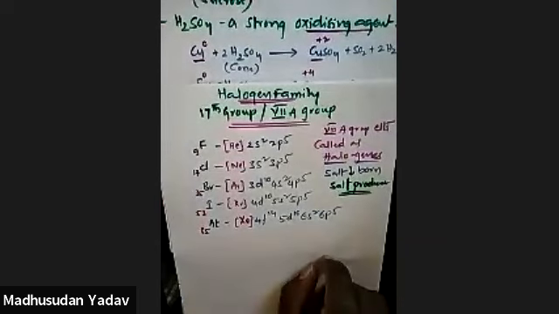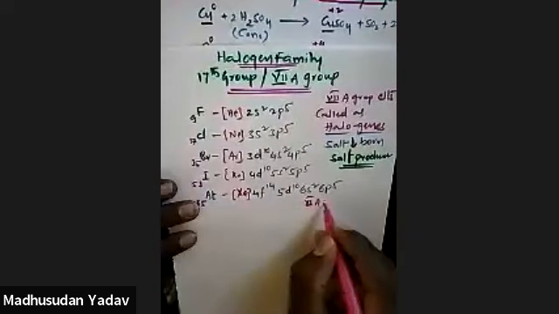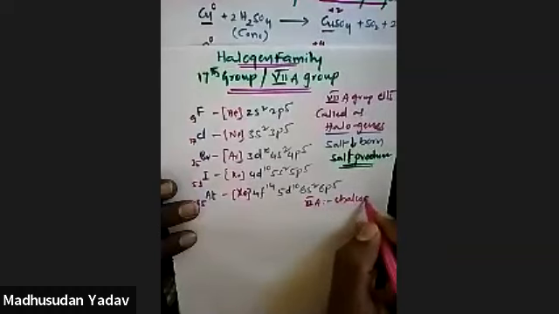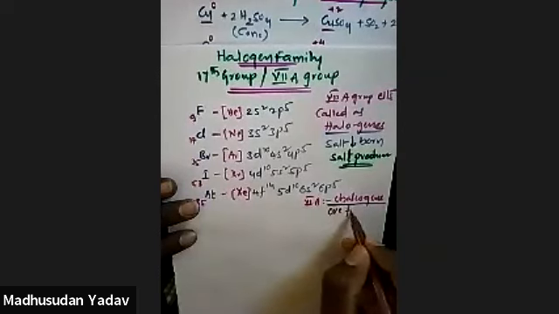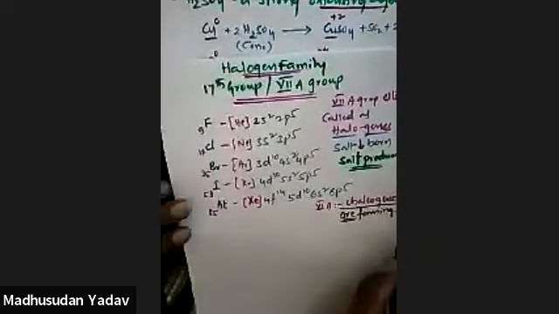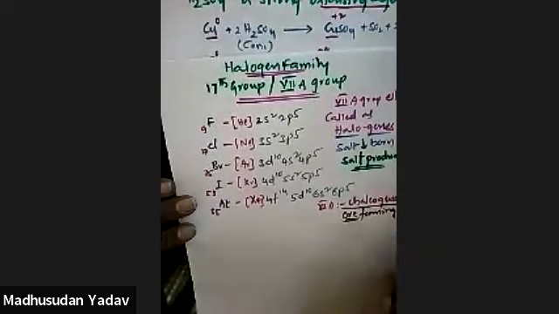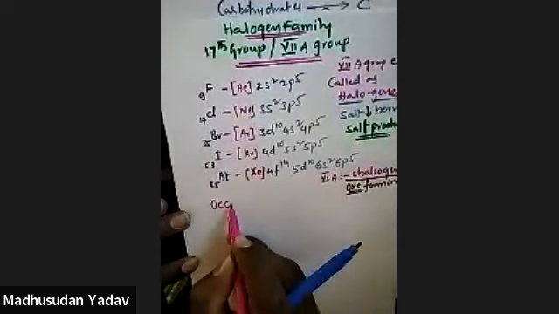And 6th group elements are called chalcogens. 6th A group elements are called chalcogens, CHALCO. That means they are ore forming. Mainly they are available as ores, so we call them chalcogens. 6th group is chalcogens, 7th group is halogens. Now their occurrence: how they are available in the earth's crust or in the atmosphere.